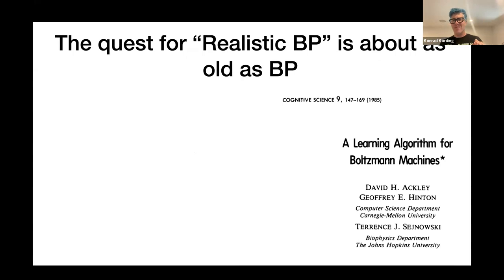So the next thing is the quest for realistic backpropagation. The notion that the brain could be doing gradient descent is pretty much as old as the algorithm itself. A learning algorithm for Boltzmann machines, by Geoff Hinton and Terry Sejnowski, very clearly already pushed that. Lots of papers have since. Let me briefly summarize the very high-level state of that field. Has anyone shown that the brain does gradient descent? No, no one has shown at all that the brain does gradient descent or anything like that.